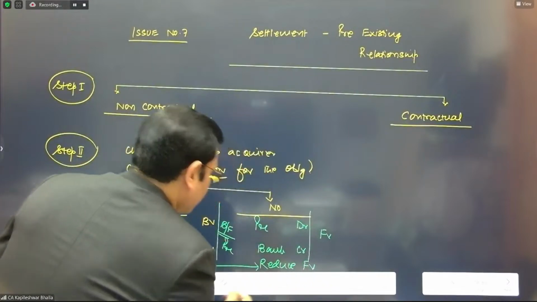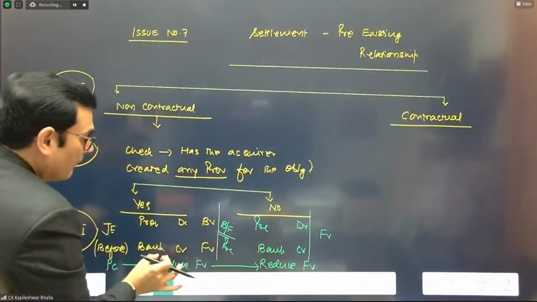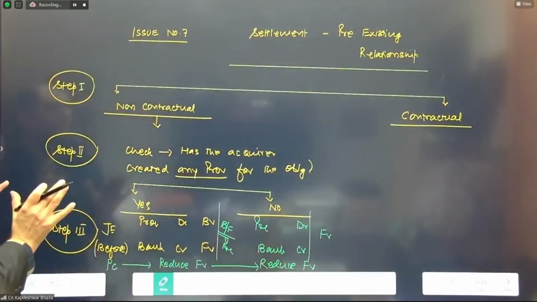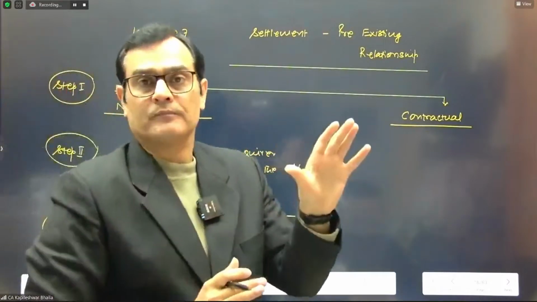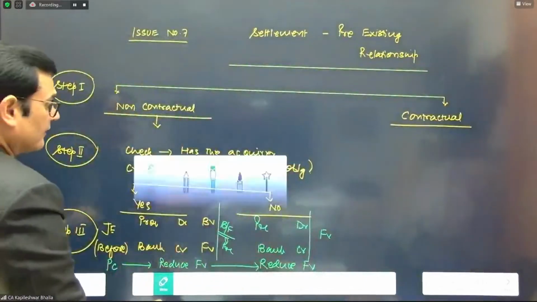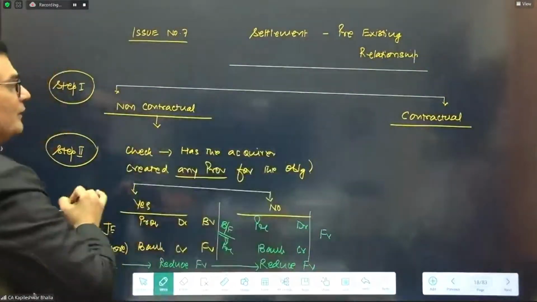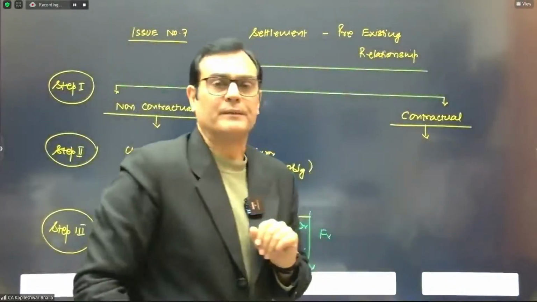So the same thing will continue here as well. You will reduce the purchase consideration by the fair value of the obligations under both cases, whether a provision was created or not. So this is one. Second, now coming to the case where there is a contractual relationship, what do you need to do? This was step number 1.